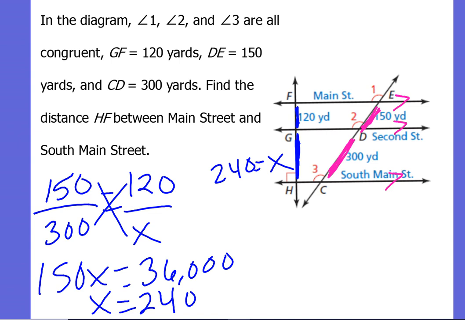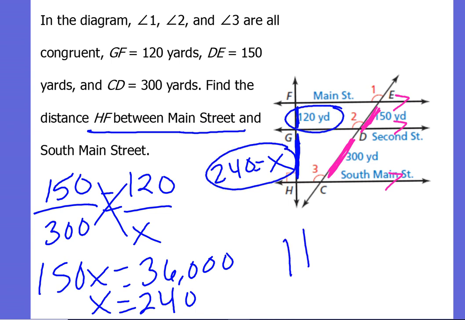And you'll see where I made my mistake earlier by saying it was 360, because it wants the distance HF, between Main Street and South Main Street. Well, that's the combination of 120 and 240. So really the answer to the question, HF, is 360 yards.